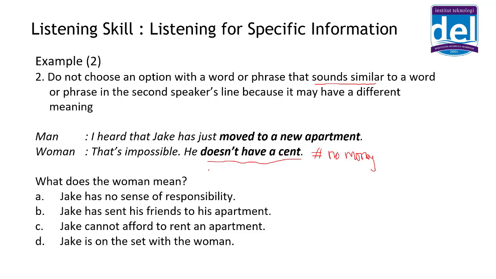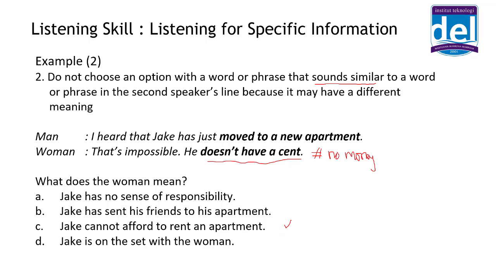So that means it is unlikely for this person to move to a new apartment, and that's what the woman thinks. So there's an option: Jake has no sense of responsibility. Jake has sent his friend to his apartment. Jake cannot afford to rent the apartment, and Jake is on the side with the woman. So what happens if you don't have money? My assumption is you cannot afford to rent an apartment. So this actually is the best answer.